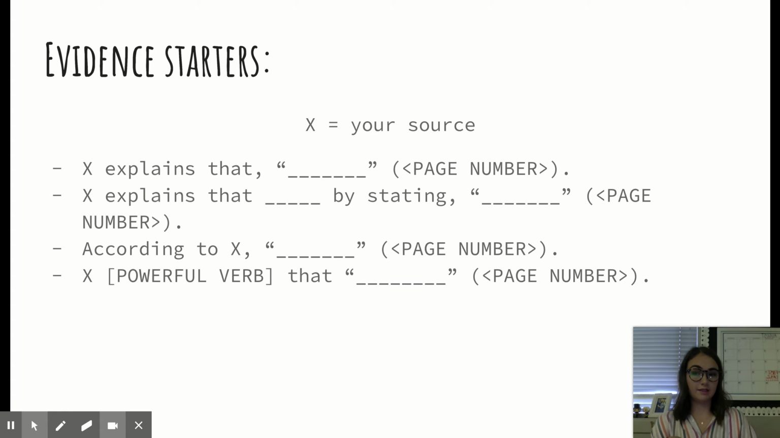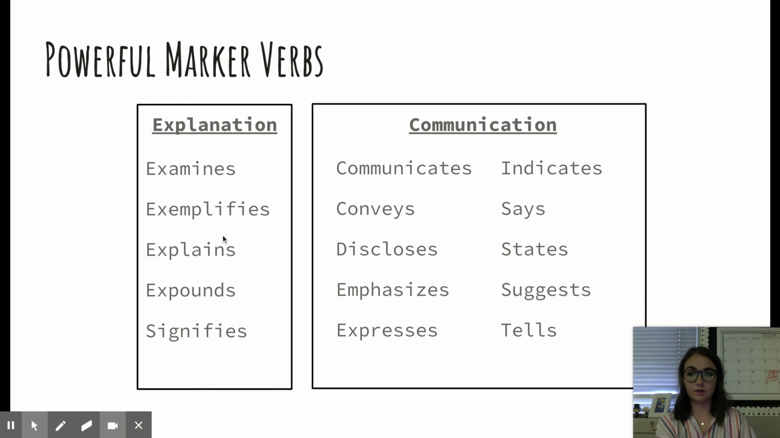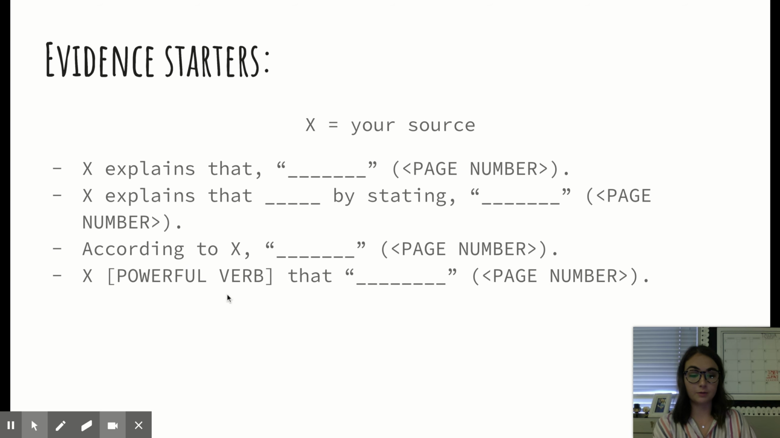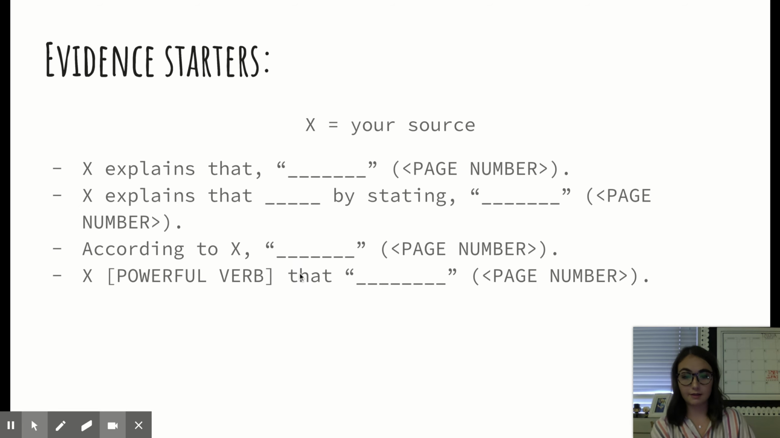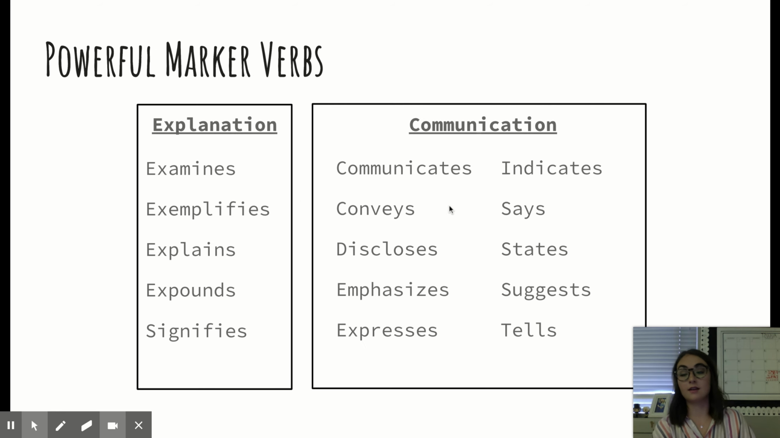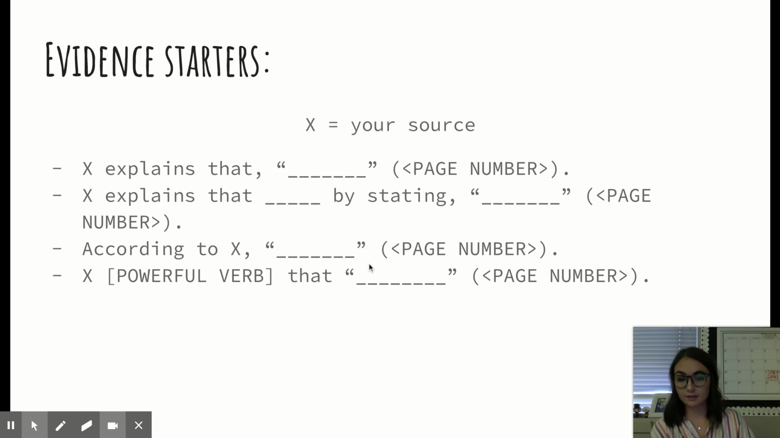I know that was probably really fast, but I think you should understand this because you did this last year in English. These are the four main ones that we're going to use in social studies. This powerful verb marker here, some examples of those are listed here. Again, I pulled these from a giant list that an English teacher gave me, but these are some of the main ones that we're going to use in social studies. So where I was showing you a powerful verb goes, these are some examples. What I could have said there was that the Nile River states that, and put a direct quote, or the Nile River conveys that, and put a direct quote there.